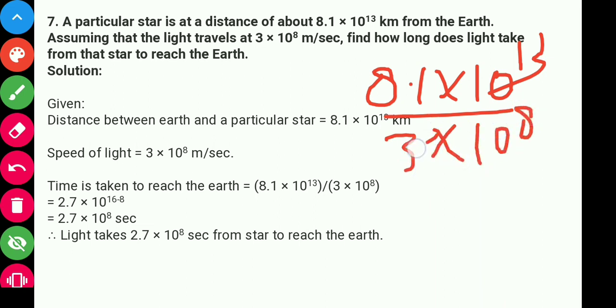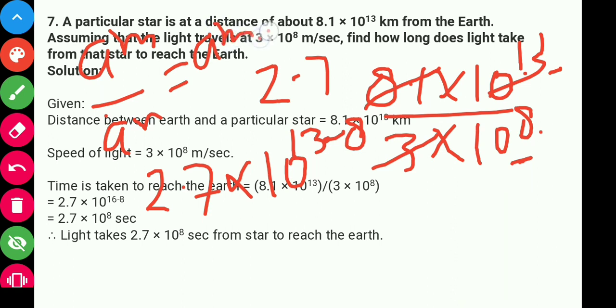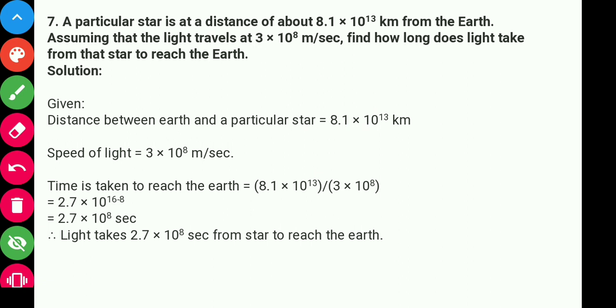Okay, so here 3 goes into 8.1 how many times? 2.7 times. And 10 to the power 13 and 10 to the power 8. So you can write 2.7 into 10 to the power 13 minus 8. Because you know a to the power m upon a to the power n is equal to a to the power m minus n. So here 10 to the power 13 minus 8. Here one mistake is there. So you have to write 10 to the power 13 minus 8, so it will be 10 to the power 5.